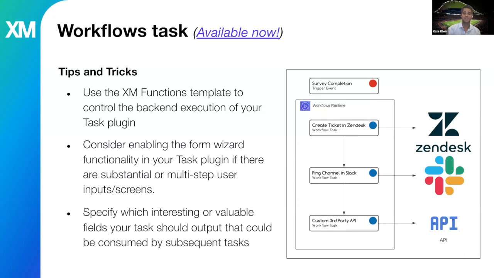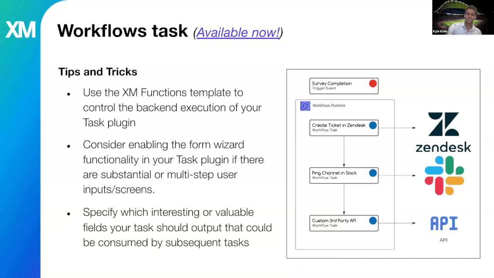And then XM functions are our version of AWS Lambdas, and it gives you much more control over what happens on the back end when you create a workflows task. So I strongly recommend using that. It also makes it easier for you to export valuable or interesting information from your task, so that downstream tasks can consume that and maybe do things, like send an email or do something else in Qualtrics. That allows users much more freedom, and gives them additional features that they can use within your task. And the catalyst for workflows tasks are workflows events.